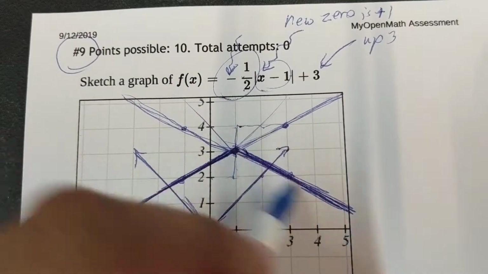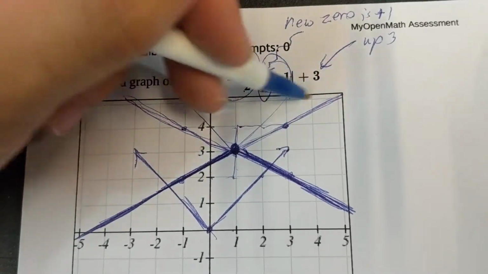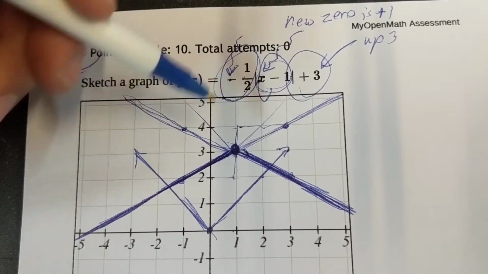Looking good. That's what I'm seeing. This is something that's over 1 to the right, up 3, and then it's multiplied by a half slope, but it's upside down. So something like that.